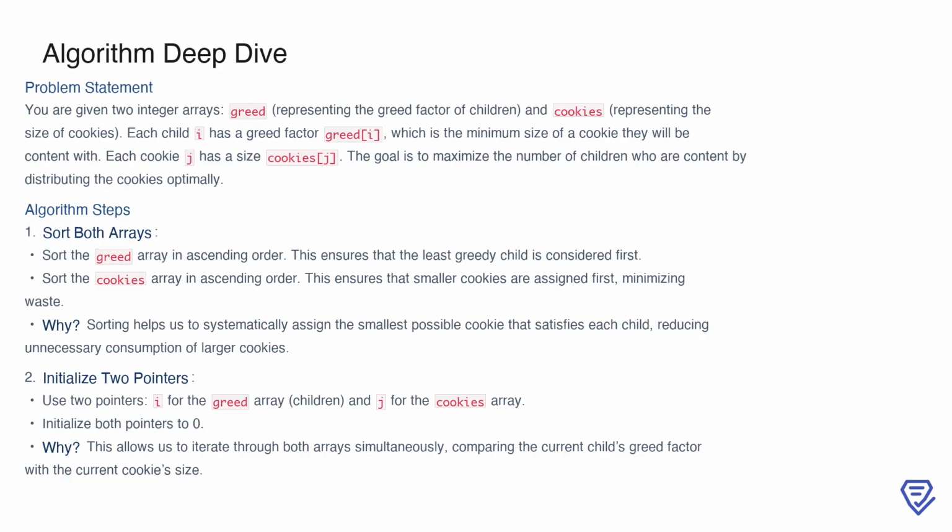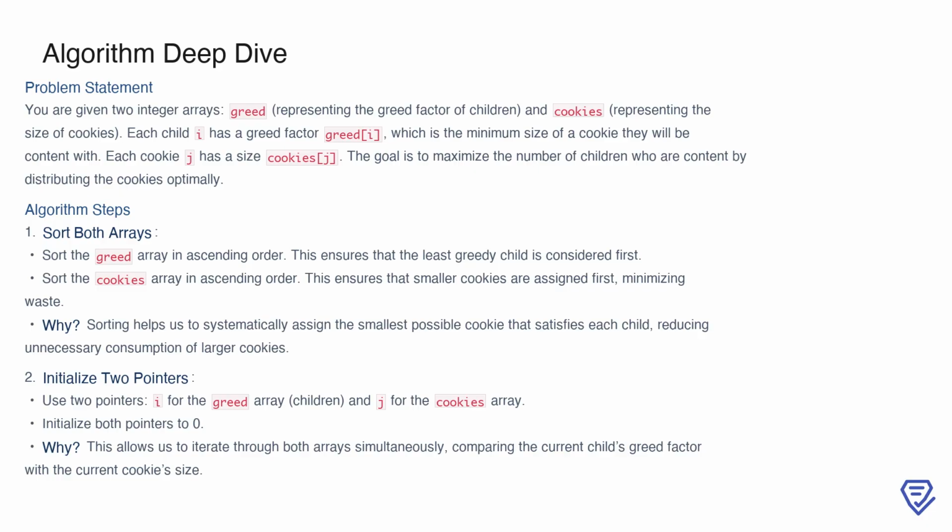The first step is to sort both arrays. Sorting the greed array ensures we handle the least demanding children first, while sorting the cookies array allows us to assign the smallest cookies that meet the children's needs. This minimizes waste and helps us systematically approach the problem.